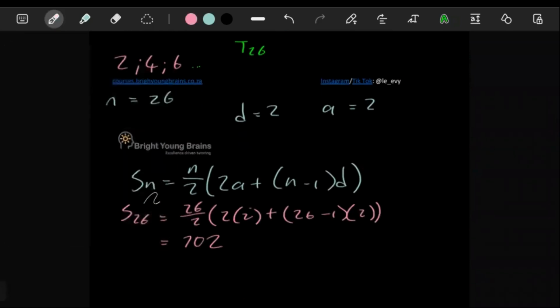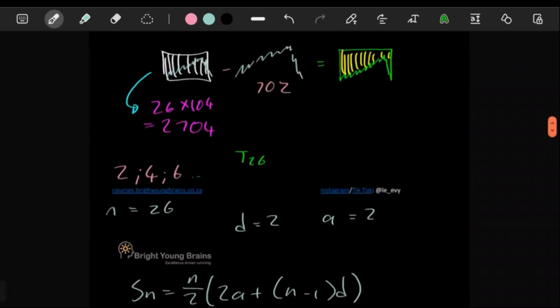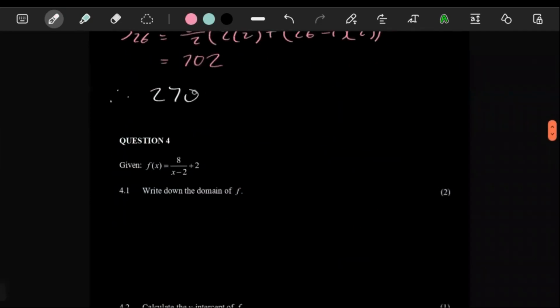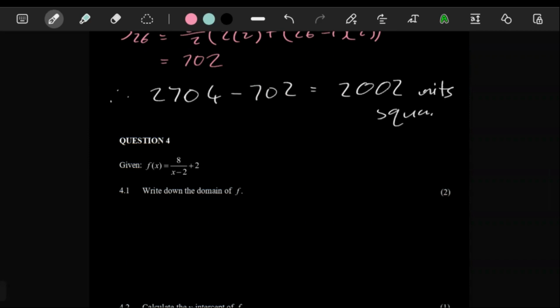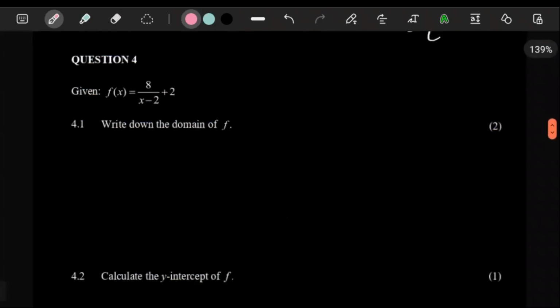Here we can then say, therefore, we're just going to take our 2,704, subtract this 702, and then we have the answer that they are looking for. 2704 minus 702 is going to give us 2002 units squared. There you go. That's what you would have done for this question. Nothing crazy, nothing major.